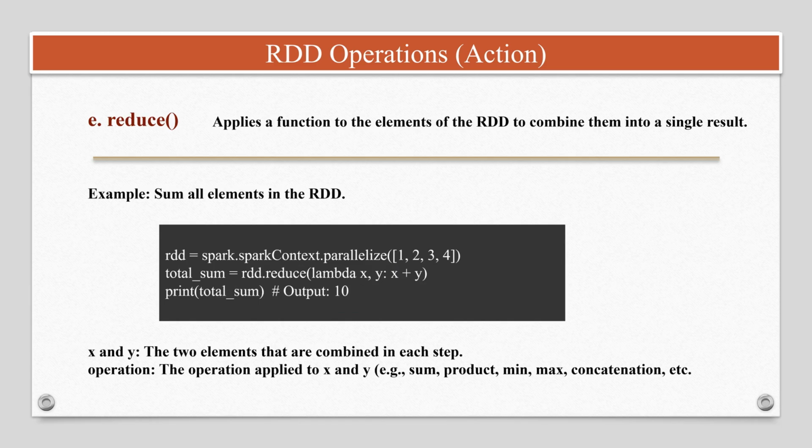Next is reduce. Reduce applies a function to the elements of the RDD to combine them into a single result. Basically, this function is applied commutatively to the elements of the RDD such that it reduces the RDD to a single result. Example, sum all elements in the RDD. We have elements 1, 2, 3, 4 in the RDD and we have used the reduce function with x plus y. The x and y are the 2 elements that are combined in each step. The reduce function starts by applying the operation to the first 2 elements, then to the result and the next element, and so on until all elements are aggregated into a single result. So 1, 2, 3 and 4 will output as 10.